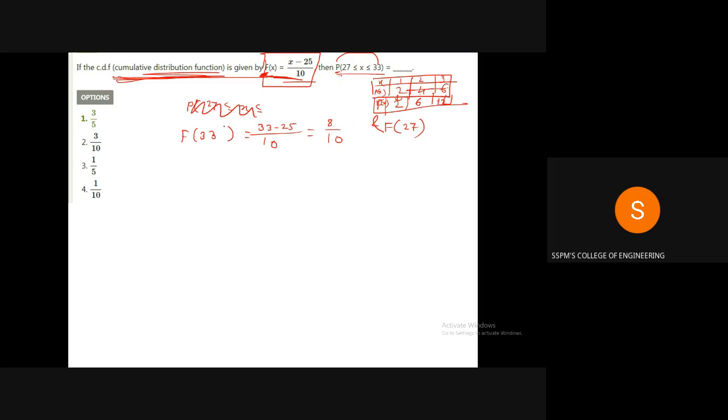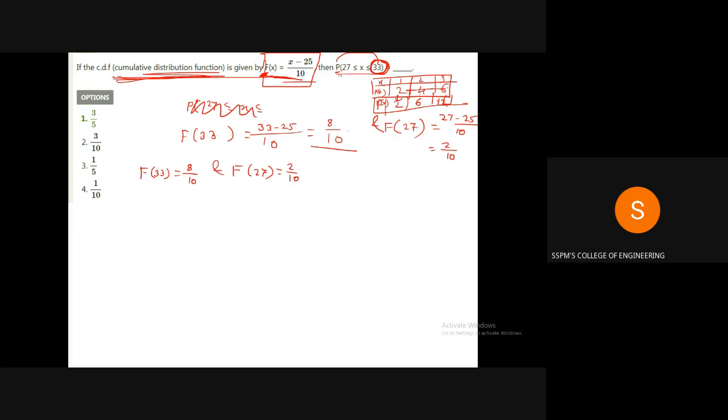So what do we have to do? First, we have to find the cumulative frequency of f of 33, that is 8 by 10, and now we have to find the cumulative frequency of 27, which is equal to what? If we put 27 over here, 27 minus 25 divided by 10, that is equal to 2 by 10. Now we have f of 33 is equal to 8 by 10, and f of 27 is equal to 2 by 10.